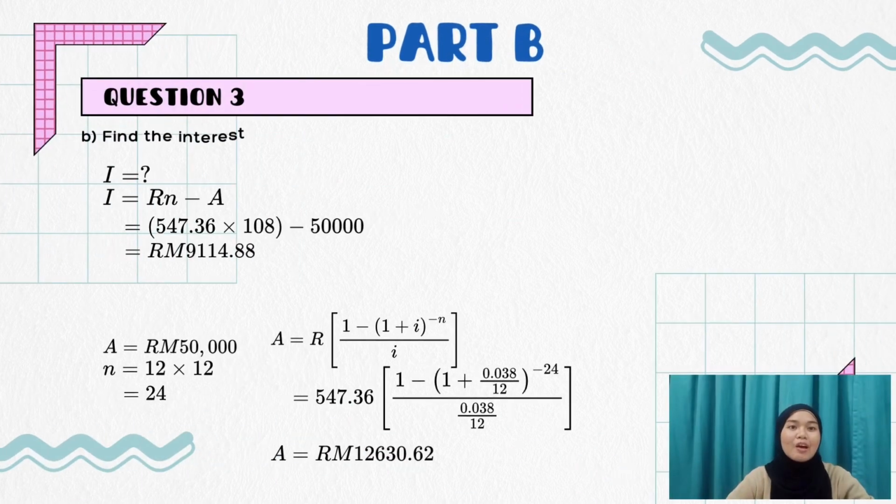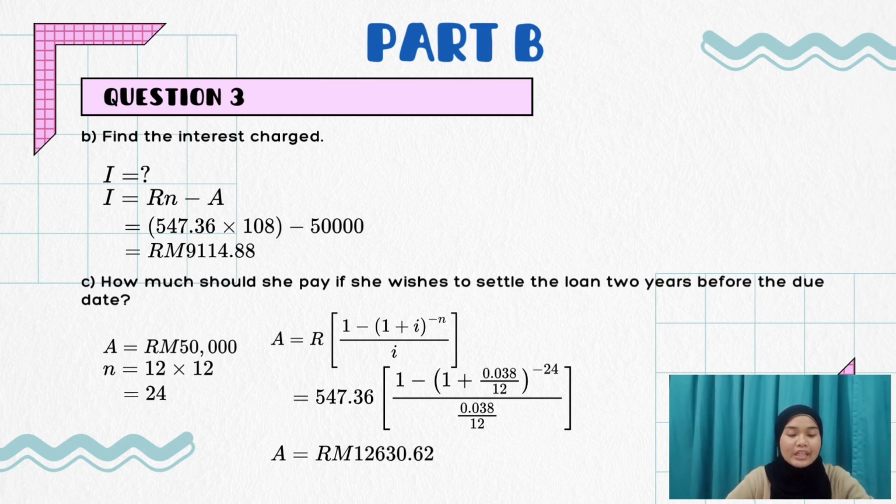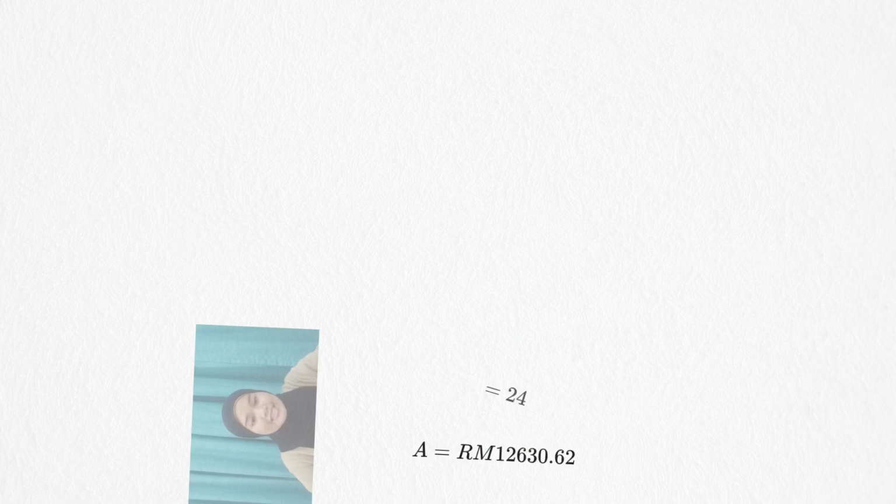Next, question B. Find the interest charge. We're going to use the formula I equals Rn minus A. So, 547 ringgit 36 cents times 108 minus 50,000, we will get 9,140 ringgit 88 cents.